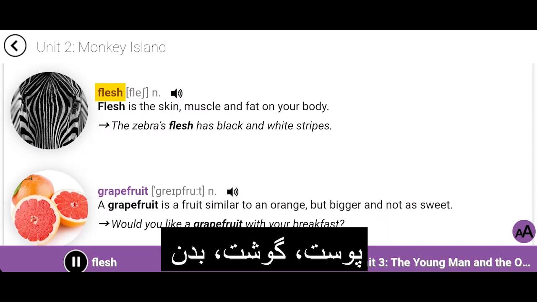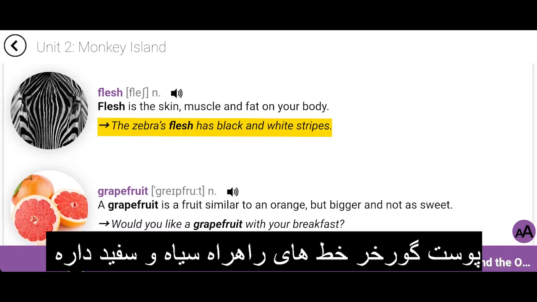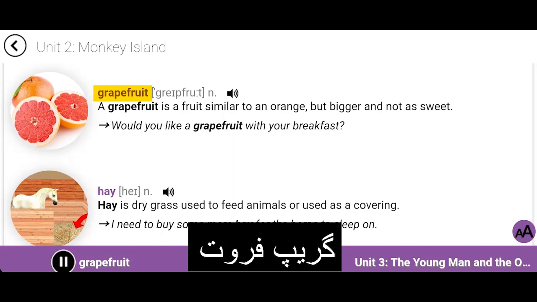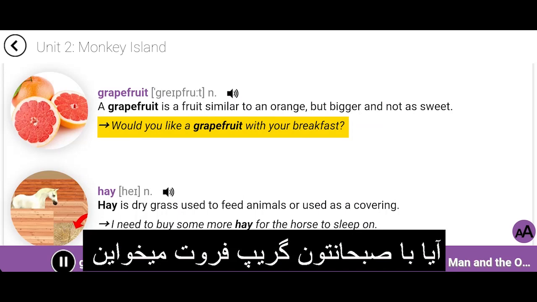Flesh. Flesh is the skin, muscle, and fat on your body. The zebra's flesh has black and white stripes. Grapefruit. A grapefruit is a fruit similar to an orange, but bigger and not as sweet. Would you like a grapefruit with your breakfast?